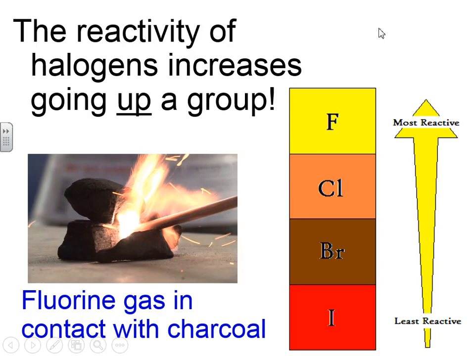Now the reactivity of the halogens increases going up a group. So we saw that with the first group, the reactivity, as you go down, increased. With these guys, as you go up, it increases. So here you have fluorine, which is extremely reactive, the most reactive. Iodine is not as reactive. It is also pretty reactive, but not as reactive. Here we see fluorine in contact with charcoal. Now charcoal is a fuel, so all you have to do is spray some fluorine, or have fluorine come into contact with this, and it instantly ignites, producing energy. So fluorine is extremely reactive.